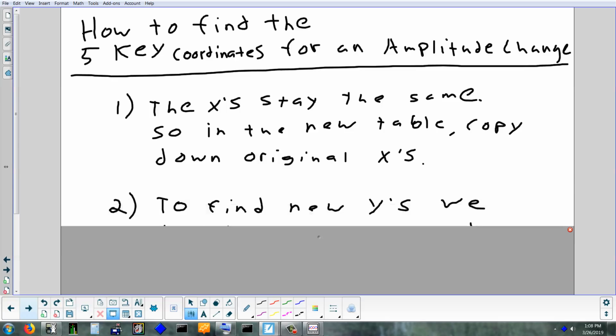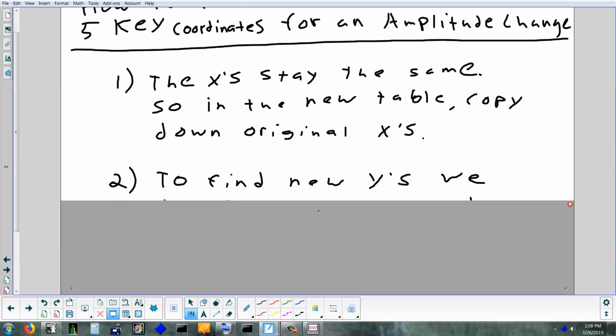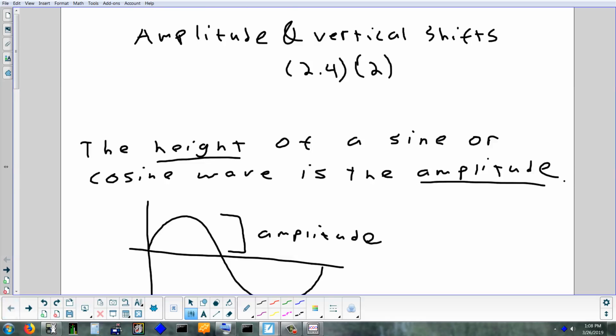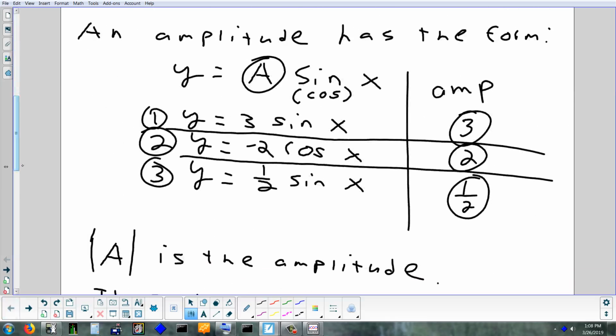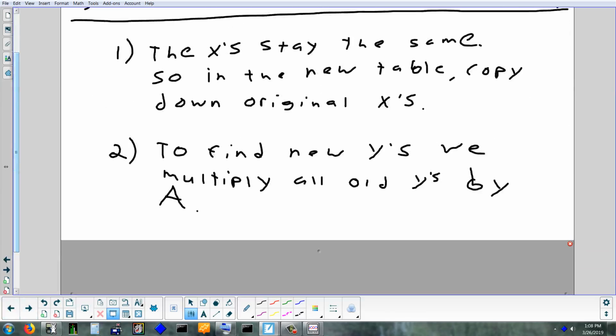So, if the x's are going to stay the same, the y's are going to change. Okay, so we have to find the new y's. First step to find the new y's is you have to know what number was in front. Was it a 3? Was it a -2? Was it a 1/2? You have to know what a is. So that's step 1. Look at what the number is in front, and then multiply all the old y values by that number.